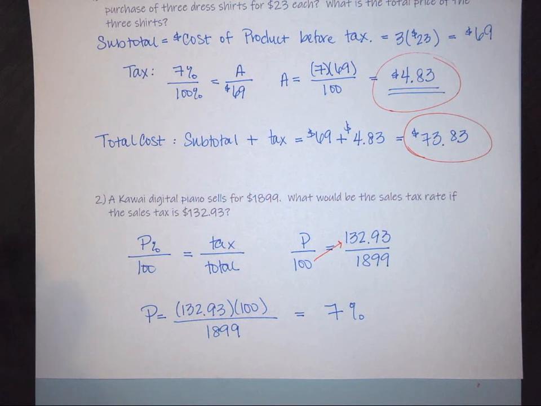So those are two different ways or different types of tax problems that you could potentially see. Either one where you have to be able to figure out how much tax is being used and then give you a total cost, or you've been given the amount of tax and the total and you want to find that percentage. So if you have any questions on sales tax, please let me know.